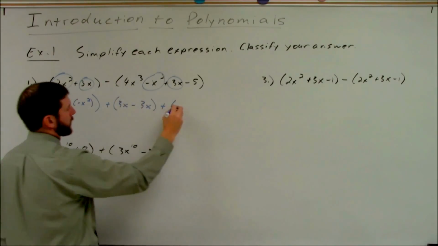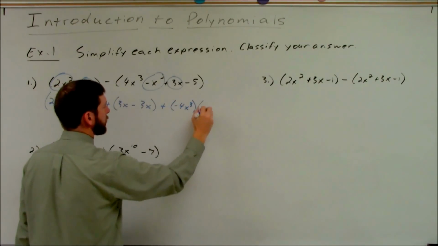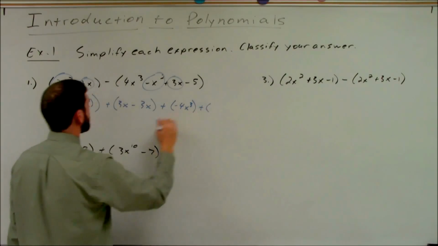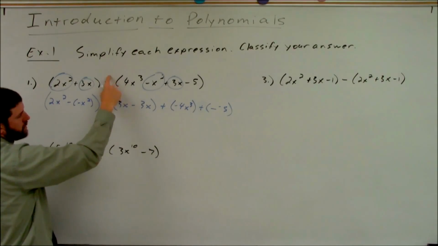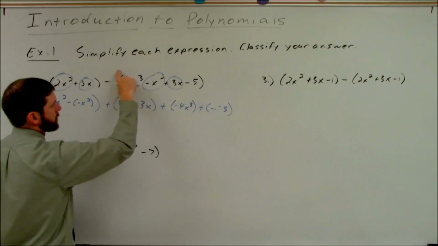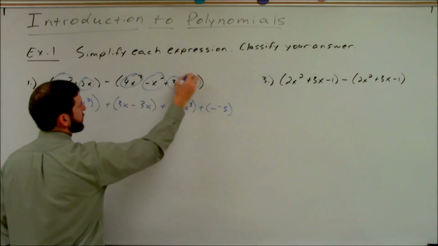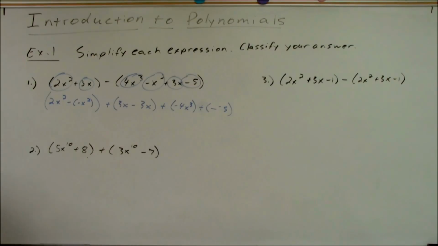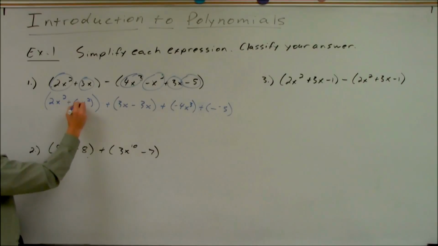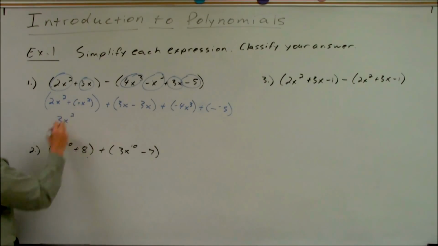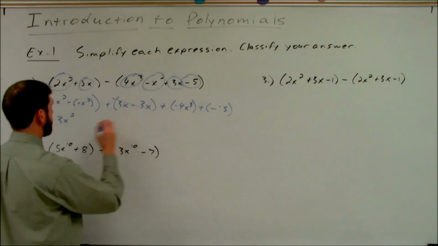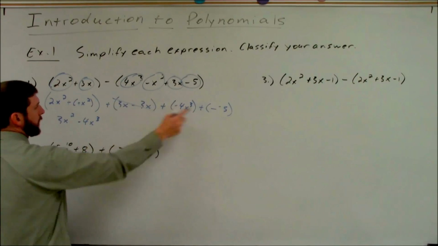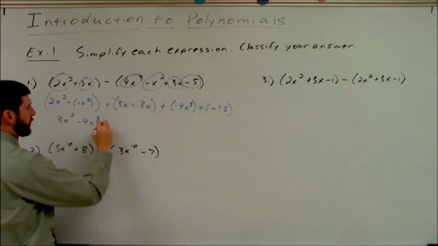And that's a negative 4x cubed. That's going to be a negative 5. Okay, so we've got to make sure that this negative gets applied to everything. This minus is applied to everything in that second set of parentheses. So now we've accounted for every term in the expression. Then you just put your like stuff together. 2x squared minus the negative is plus x squared. So 3x squared. 3x minus 3x cancels, gives me no x's. I've got negative 4x cubed. I've got negative 5, which is positive 5.